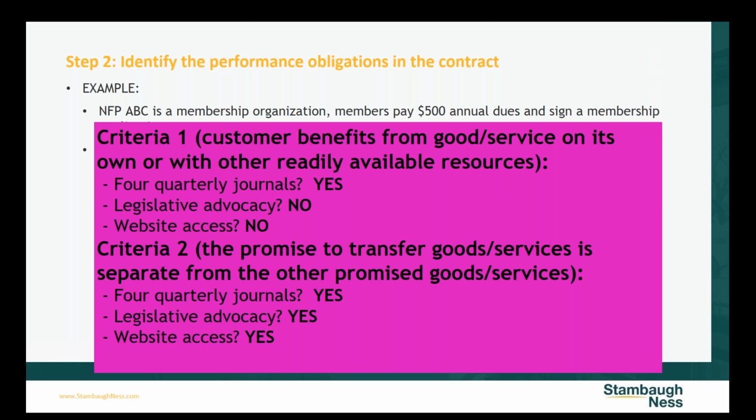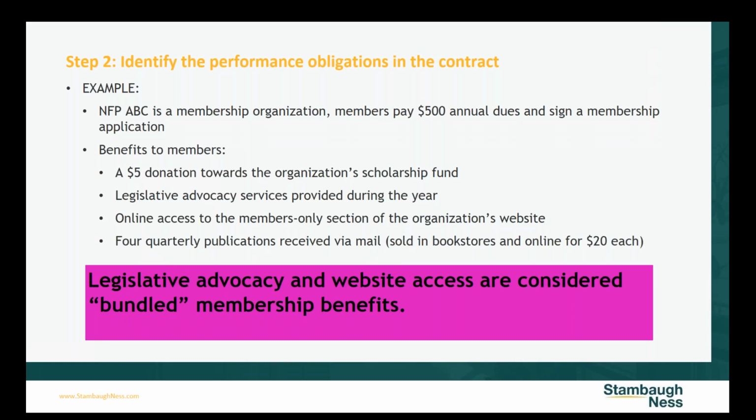But what FASB is defining is that you have to meet both of these criteria. So although legislative advocacy and website access are separate from each other, they're not able to be used without other resources or another piece of it. So in this scenario, we bundle those 2 together, and they're looked at as membership benefits. We take those 2 items and call them one performance obligation, or promise, bundled into membership benefits.